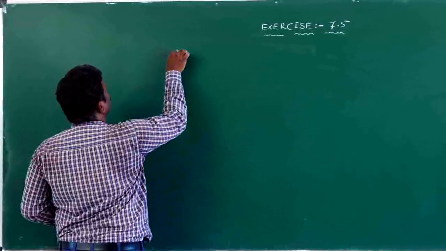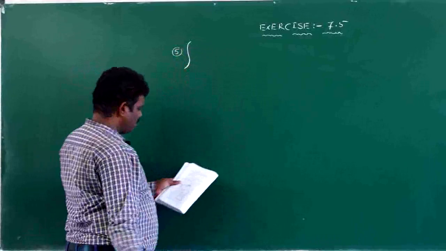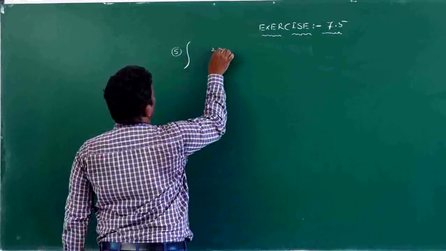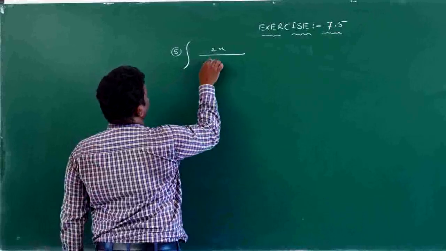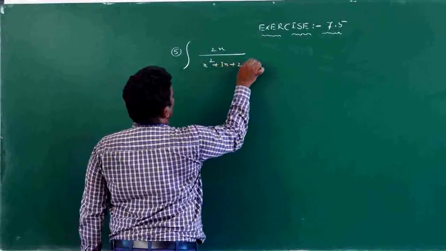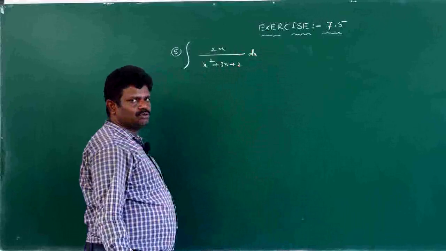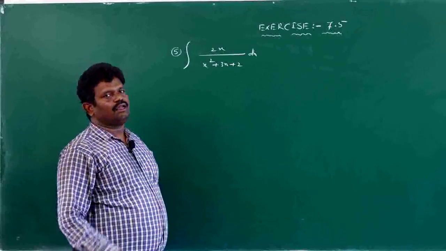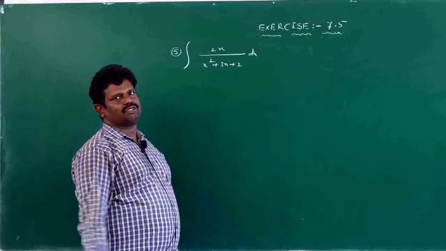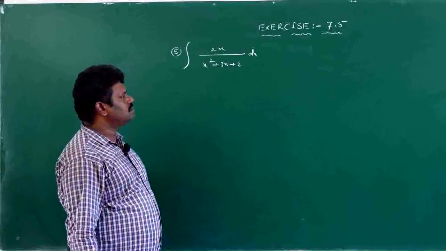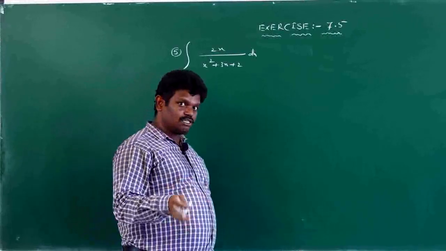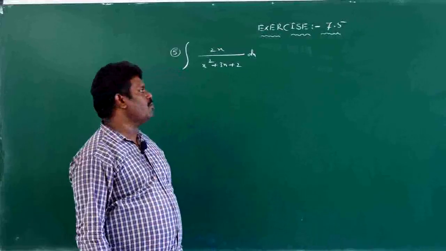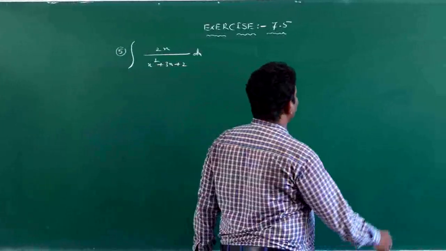Fifth question: integral 2x by (x square plus 3x plus 2) dx. Okay? Here a quadratic expression is given in the denominator. First we factorize this quadratic expression, and only then decide further. Otherwise, if factors are not possible, it is an irreducible polynomial. So first we factorize this.